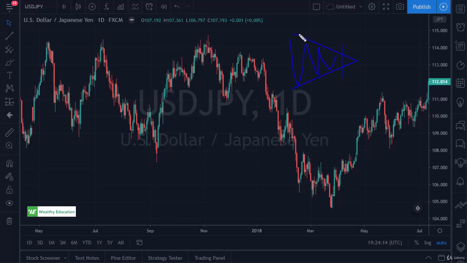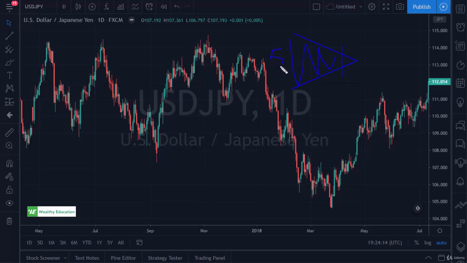Now, this is the symmetrical triangle. This shows both buyers and sellers pushing the market. That means that sooner or later we're going to have a breakout. Now, whether it's to the up or down, we don't know, but it is worth noting once we do break one of these trend lines.